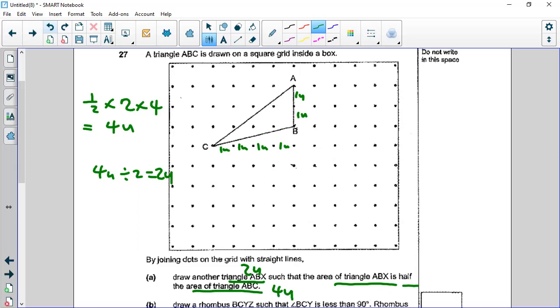So how do we draw? Ready? Okay. So this is how you draw ABX. So ABX must have the same side. The triangle that you draw must have the same side.